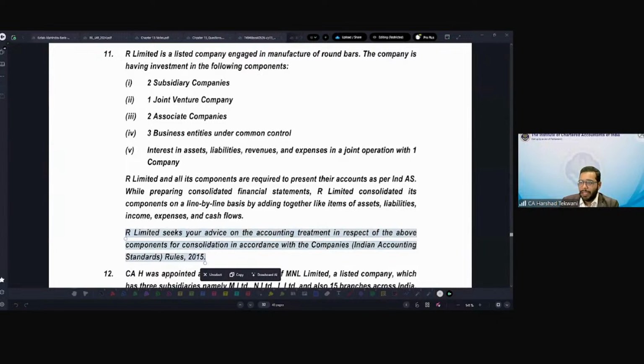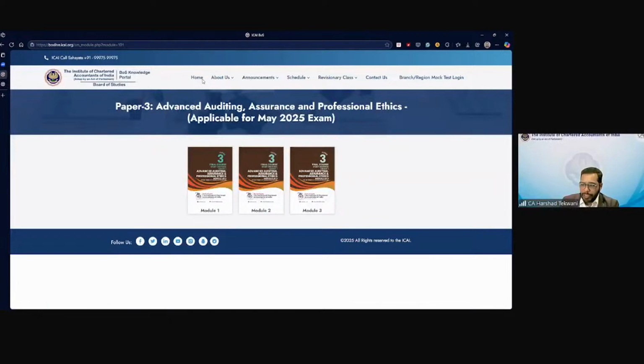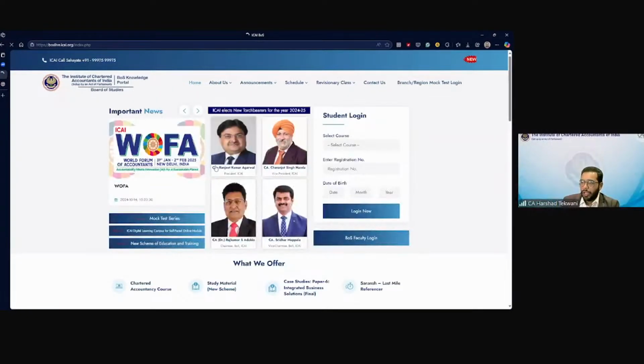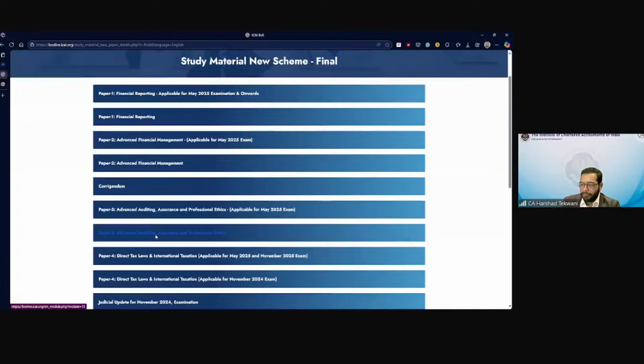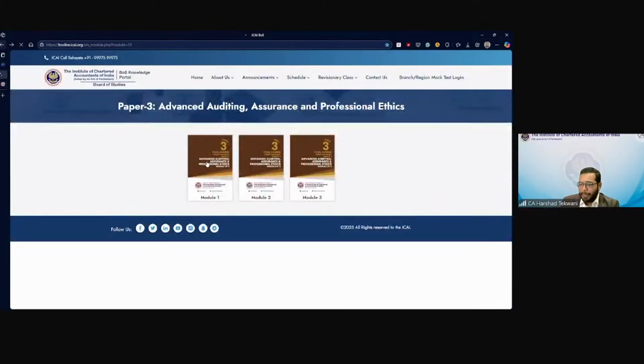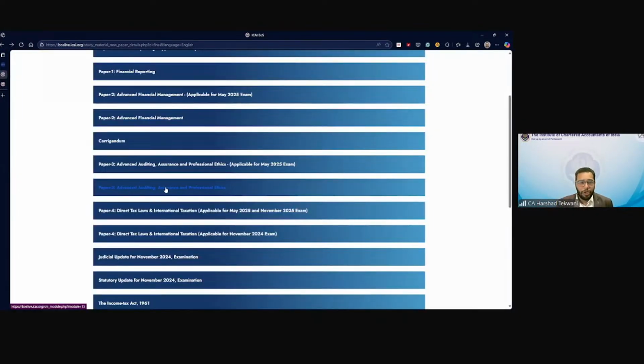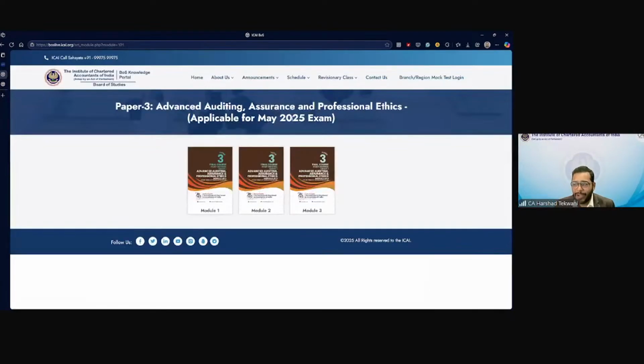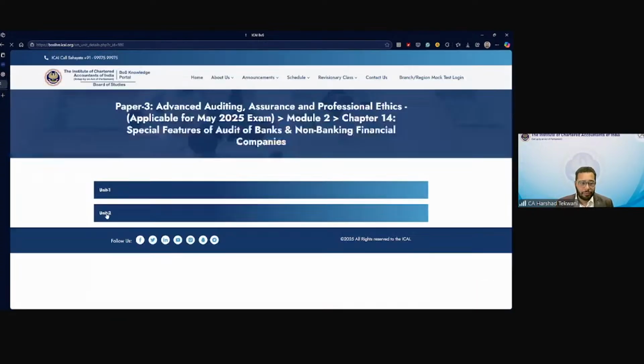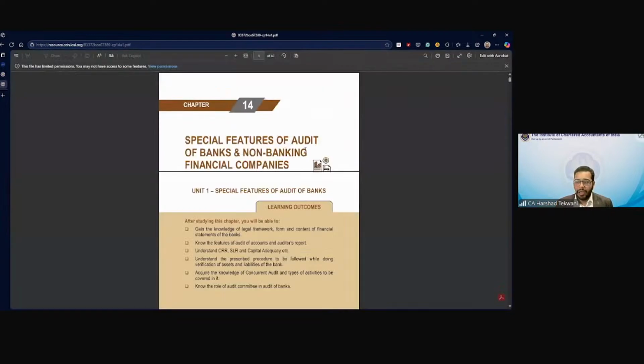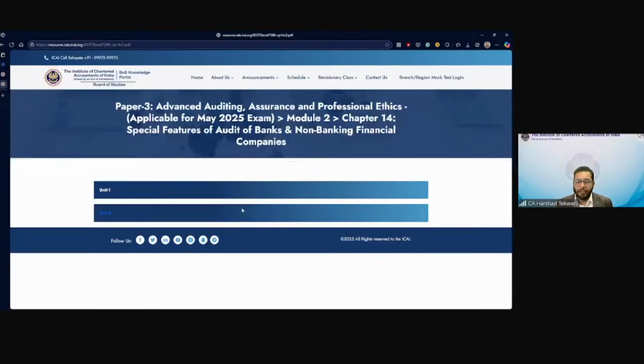Now, this is the BOS portal that you have in front of you. What you need to do is go to English or Hindi, but make sure you select applicable. The old material is over here and the May 2025 material is there. So make sure you select applicable for May 2025. Two sections, unit 1 and unit 2. Unit 1, as I said, is with respect to bank and special features of the audit of bank. And unit 2 is your NBFC, special features of auditing with respect to the non-banking.